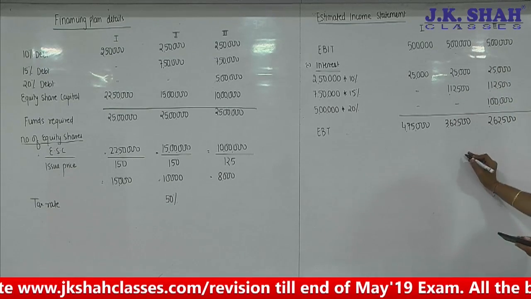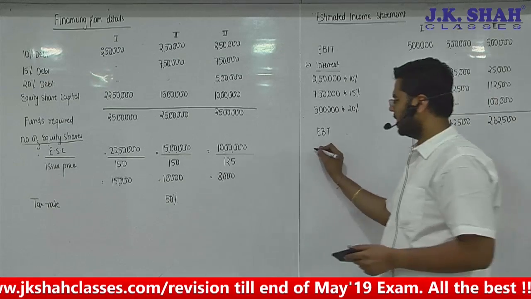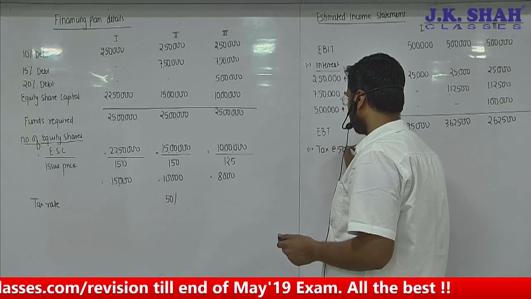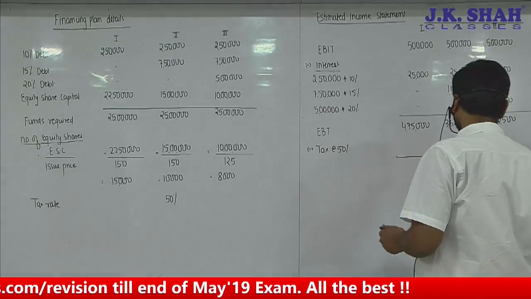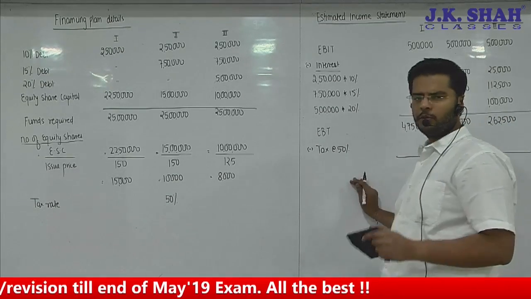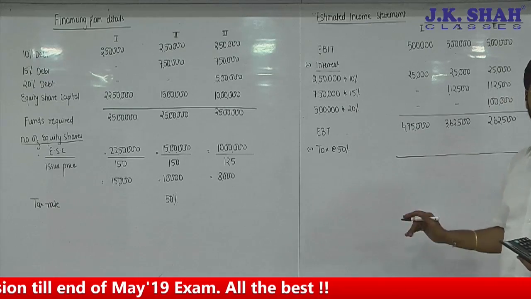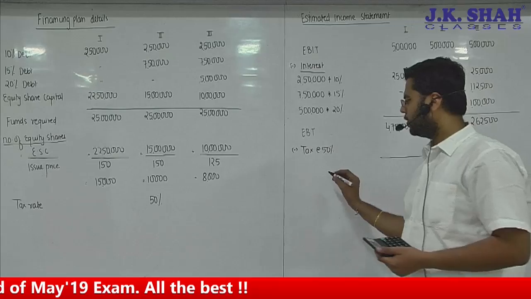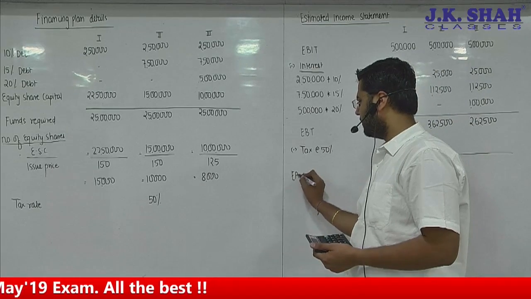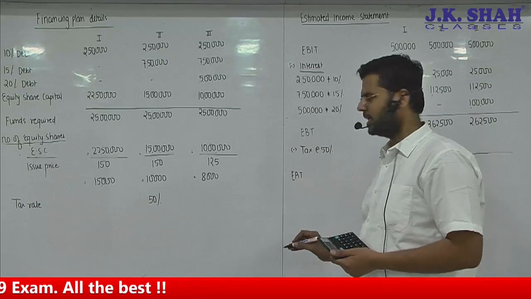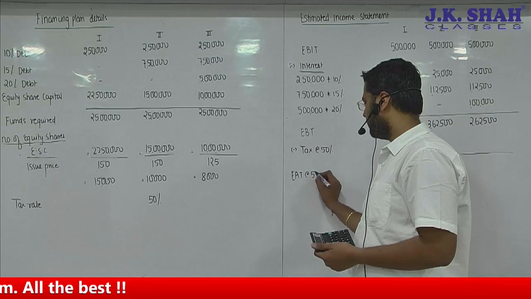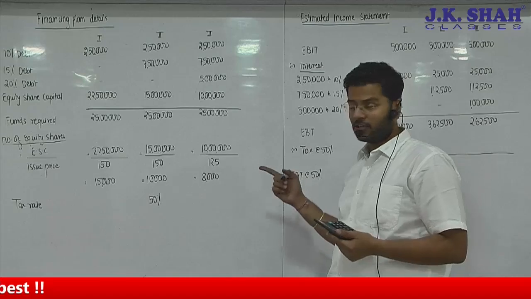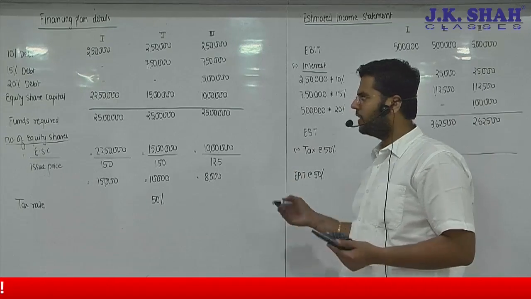Once you get this EBT, then from the EBT we are now supposed to deduct the tax, and the applicable tax rate is 50%. Now if you wish, you can even avoid your tax calculation, because if tax is 50% of EBT, your EAT, that is profit after tax, also has to be 50%. So EAT will also be 50%. Look at the table again to see whether there is any preference capital. No. So we don't have any preference capital.